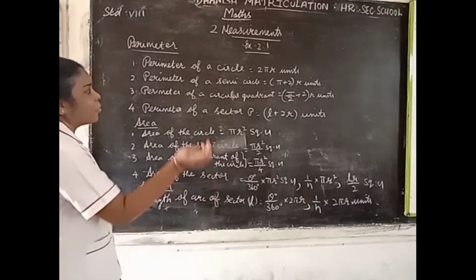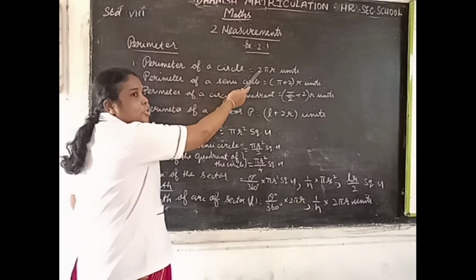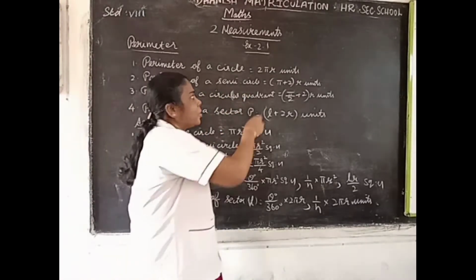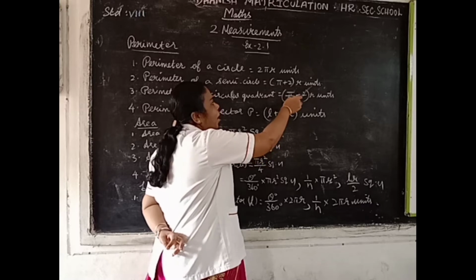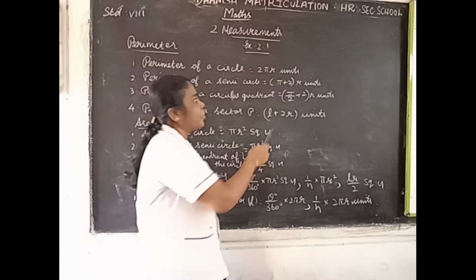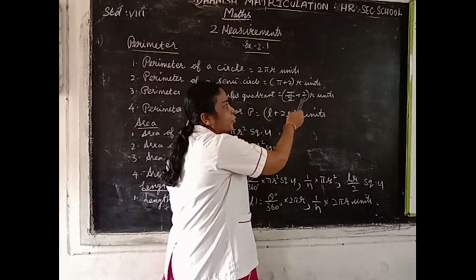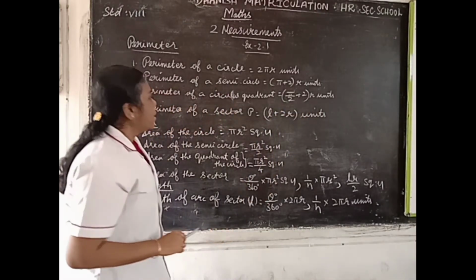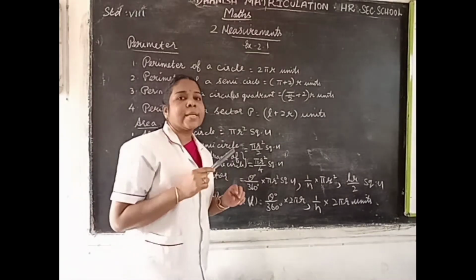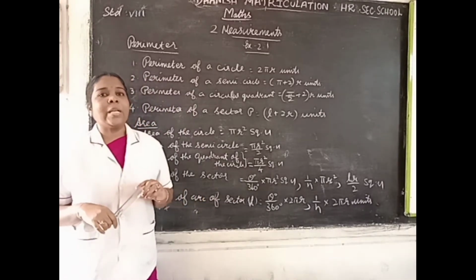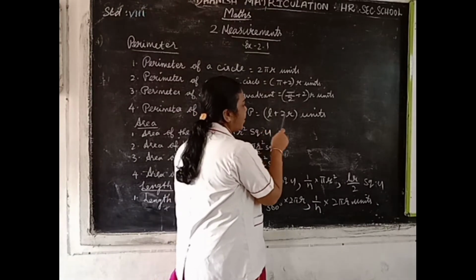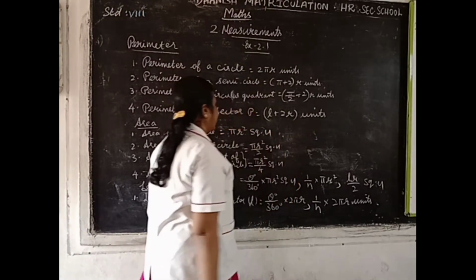Okay. So you know very well, perimeter of the circle is 2 pi r units. Perimeter of semicircle is equal to (pi plus 2) into r units. Perimeter of the circular quadrant is equal to (pi by 2 plus 2) into r units. Now perimeter of the sector. Sector means the circle is divided into equal parts. It's called the sector. Therefore, P is equal to L plus 2R units.